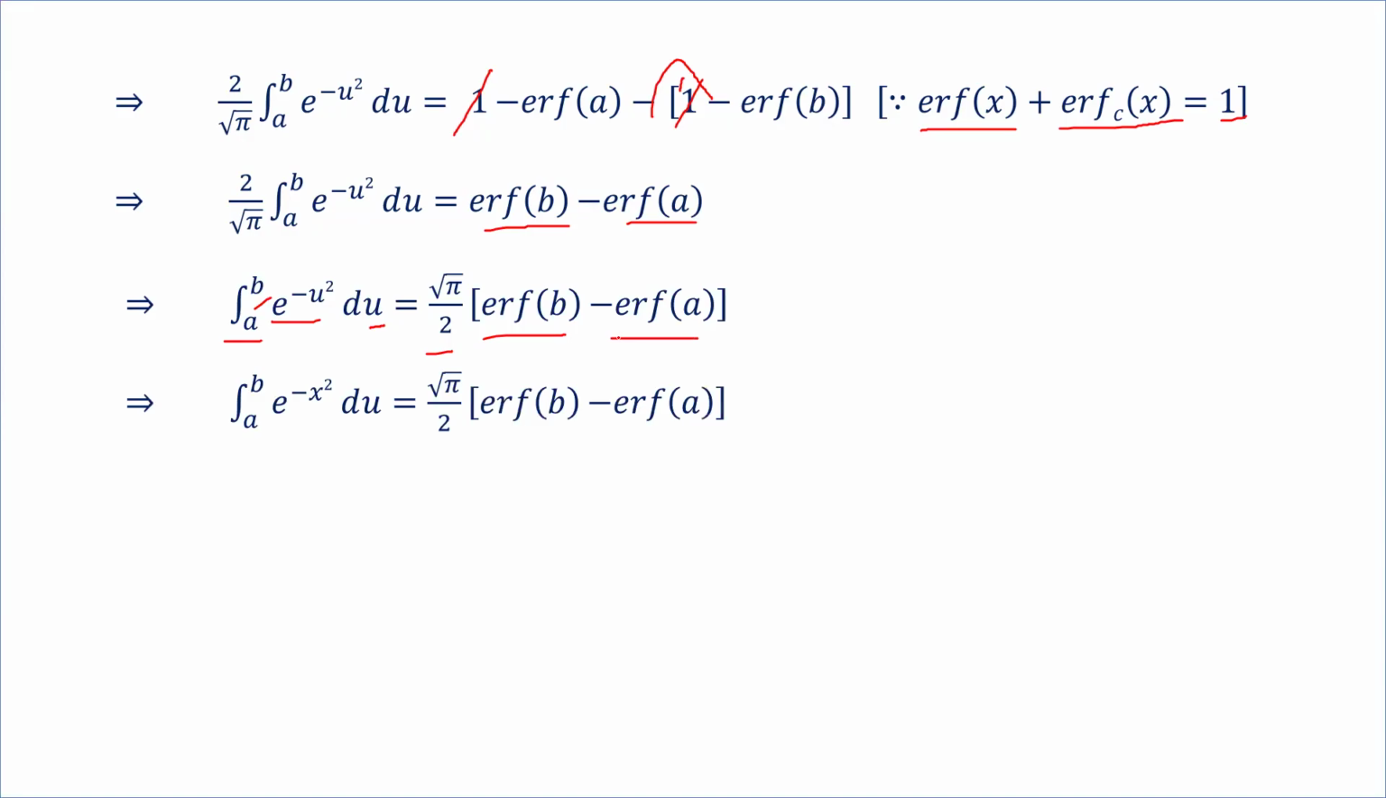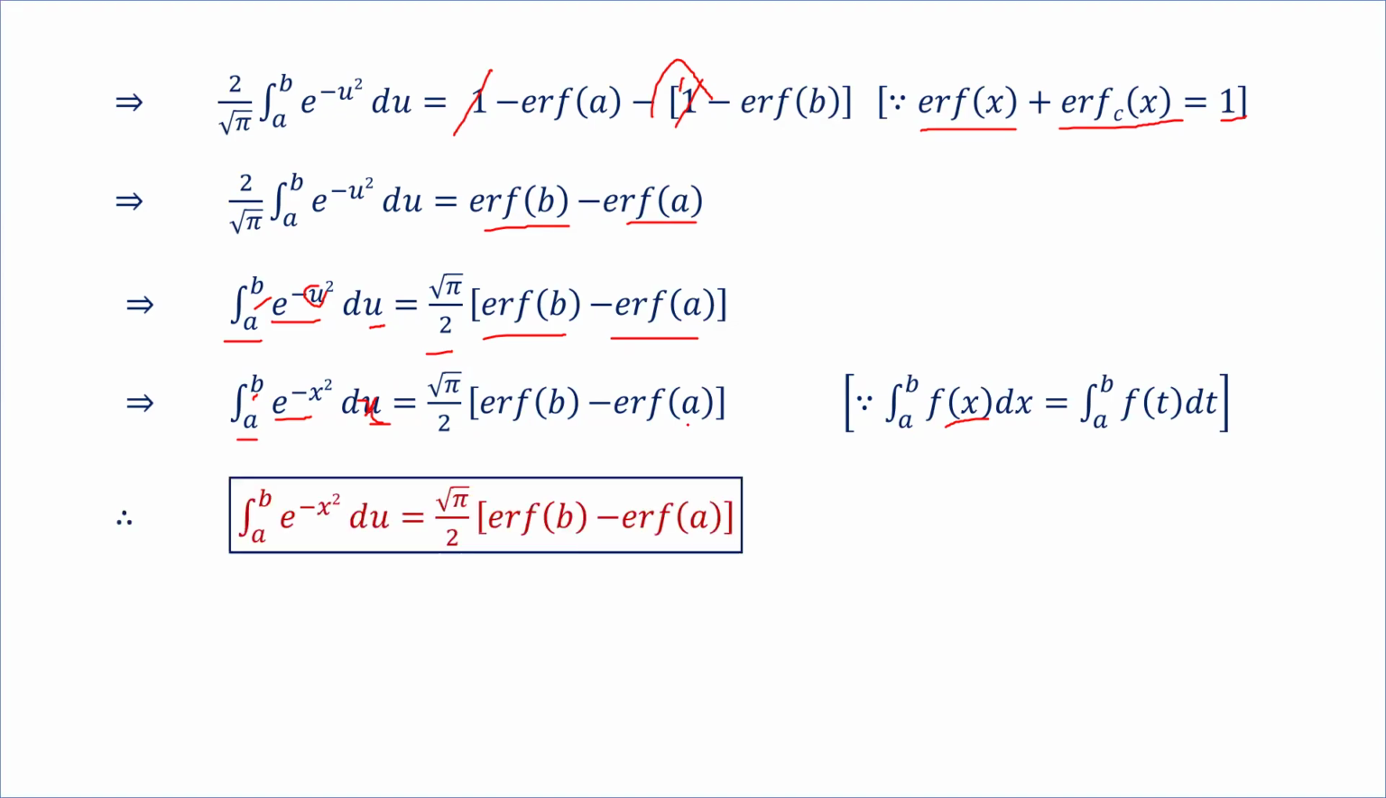Hence, we know that in the case of a definite integral, the variables are immaterial, so this u can also be replaced by x, which gives us the integration under the limit a to b of e to the power minus x square with respect to x, not u, x, which is equal to root pi upon 2 times error function of b minus error function of a. So this is our result. Thank you.